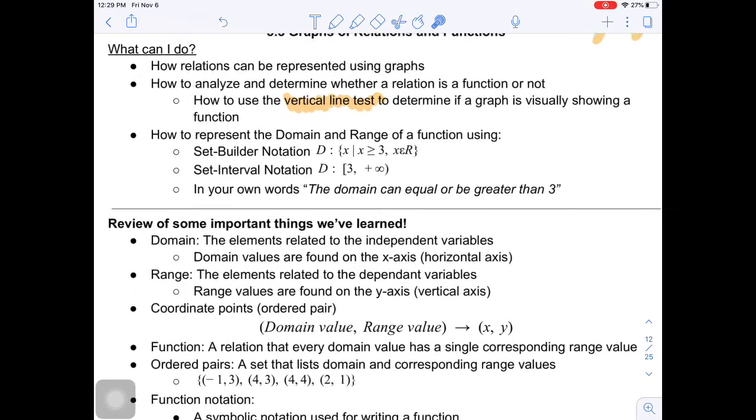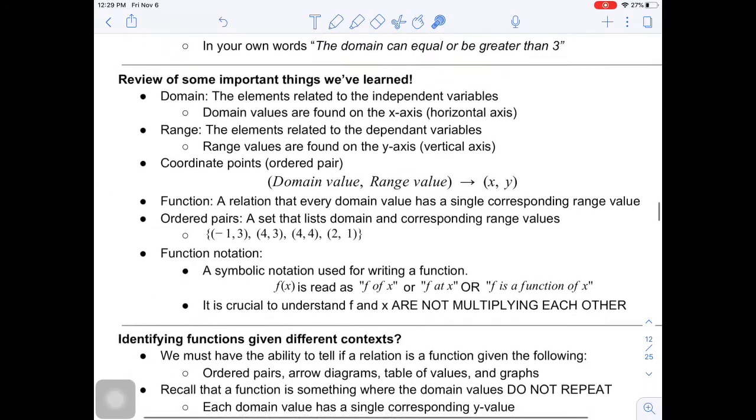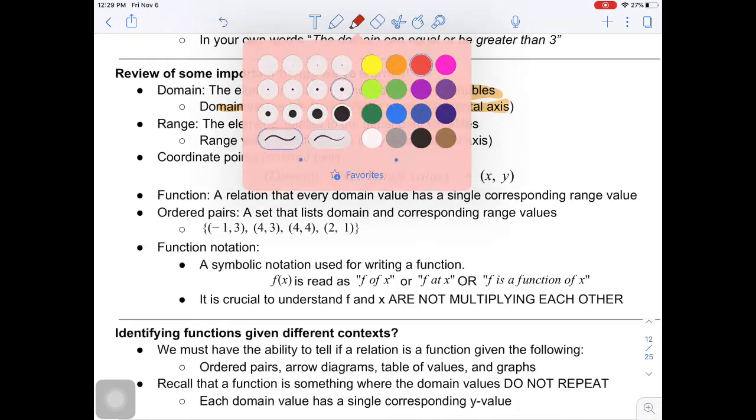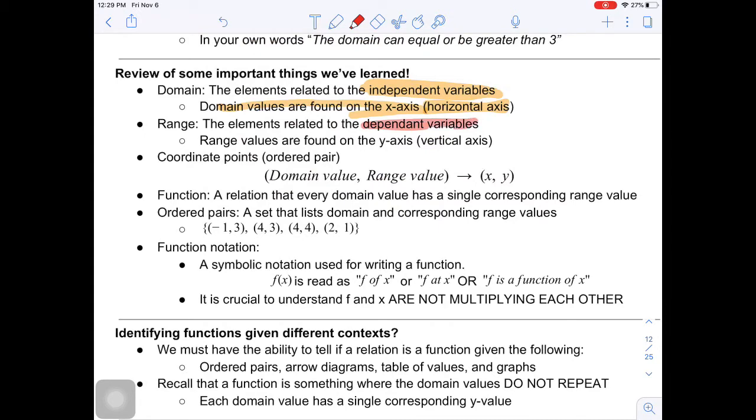Let's review some things that we've learned up to this point, and we've learned a ton, guys. The domain is the elements in the independent variables. These are the elements you either choose or you have no control over. The domain values are found on the x-axis, and that's always the horizontal axis. The range, however, is the elements in your dependent variables. The range is your y-axis, or your vertical axis.